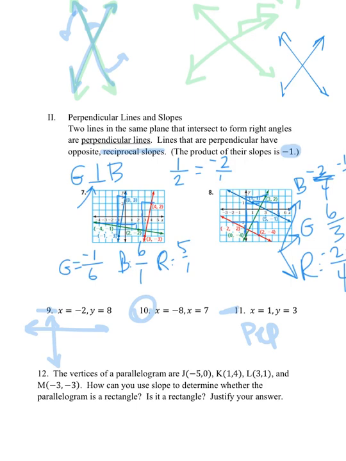Okay, perpendicular. There you go. All right, so parallel versus perpendicular. Parallel lines have to have the same exact slope because these are two lines that are never going to intersect. Perpendicular lines have to have a slope that is opposite and reciprocal to each other.